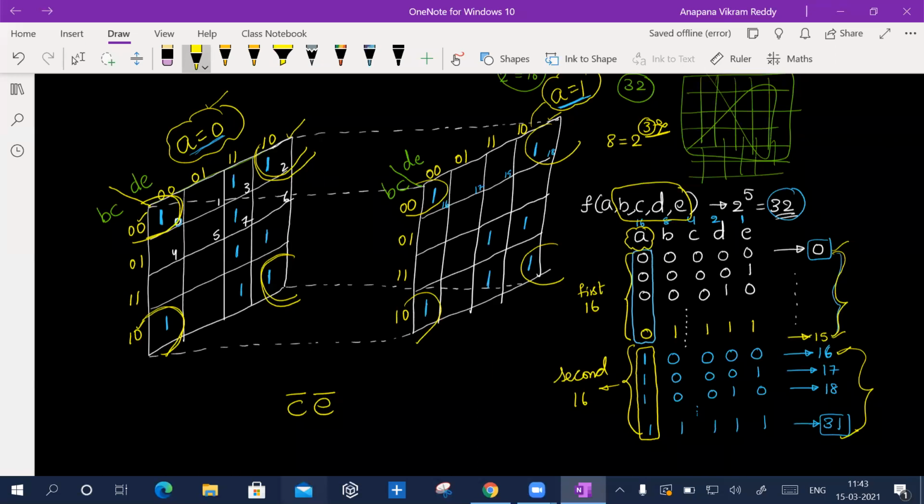A is changing from 0 to 1, so don't take Mr. A. Okay, and I'm grouping here 8 cells. So when you're grouping 8 cells, 2 to the power of 3, 3 variables must be eliminated. So out of A, B, C, D, E, 3 variables must be eliminated. Already 1 variable A got eliminated, and from the remaining B, C, D, E, 2 more should be eliminated, okay? And those 2 are what? B and D. BD. Agree? Yes, sir. Everybody understood, right?